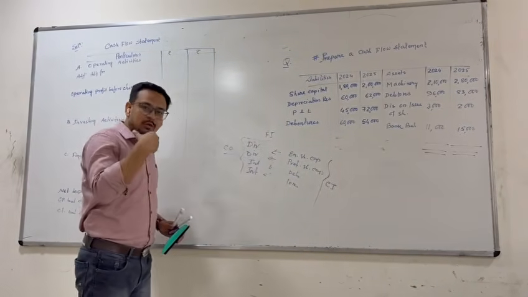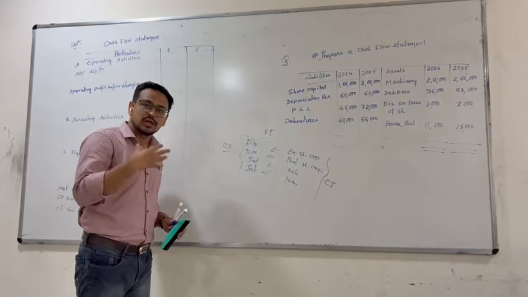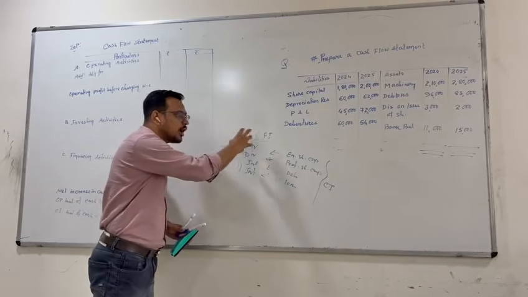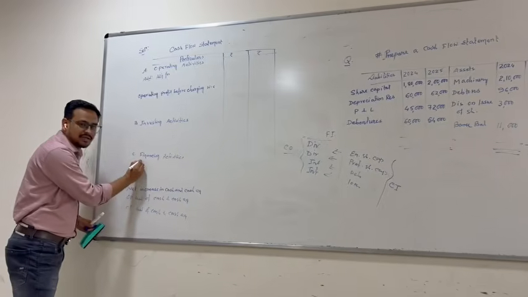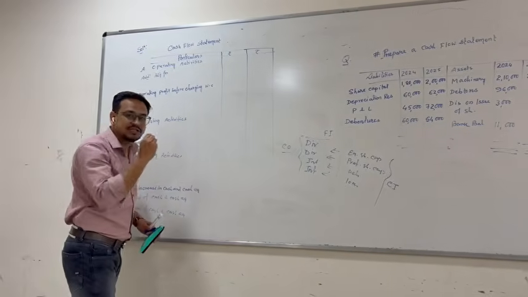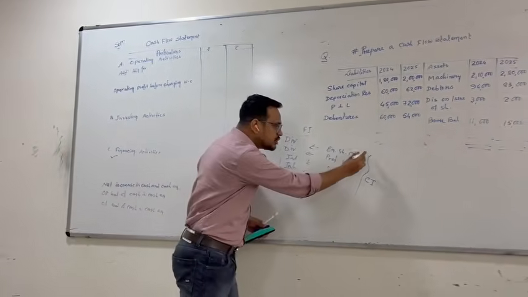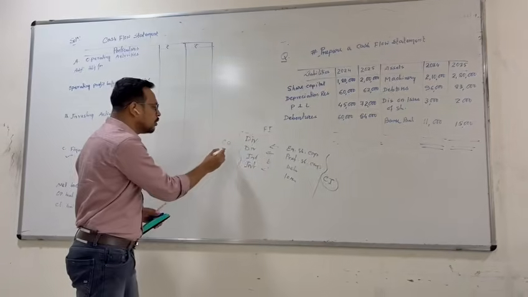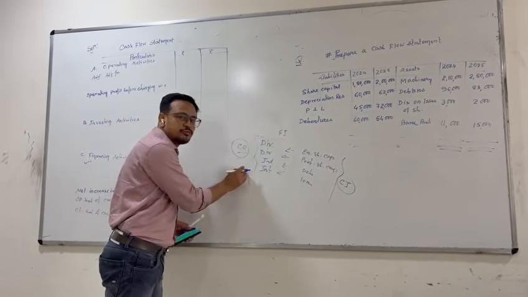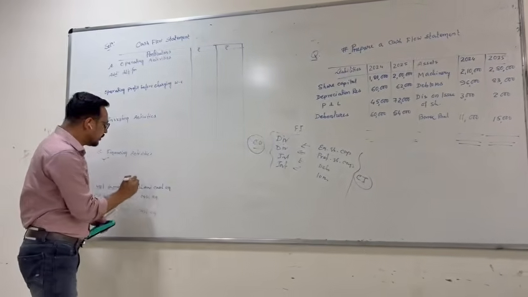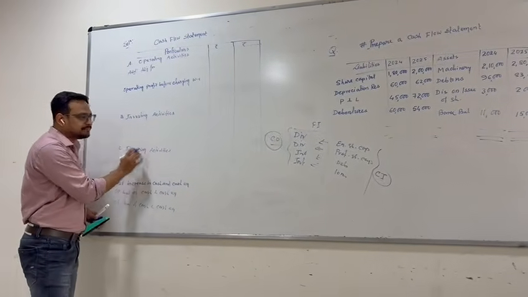Whenever it is equity shares, preference shares, debentures or loans, these are related to our financing activities, and we will record them here. Financing activities means what is the change? When you issue it, it is inflow. When you pay the dividend or pay the interest, it is called outflow. So the net change we will write in this activity.